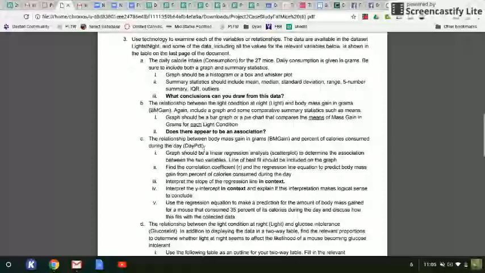Part C is looking at the scatter plot. So this is where you're going to create a scatter plot of the data, the linear regression equation, the y equals mx plus b, or the line of best fit. You'll need to find the correlation coefficient and talk about what that means. Interpret the slope. Interpreting the slope means that you are discussing in context that for every 1 unit on the independent variable, how much is the dependent variable increasing or decreasing. Interpret the y-intercept, so that's the b part of the equation. So what does that mean in context?